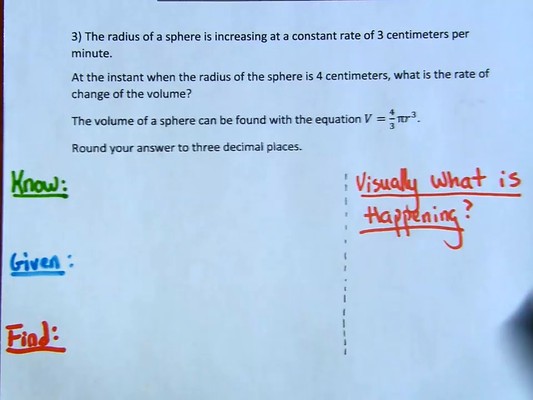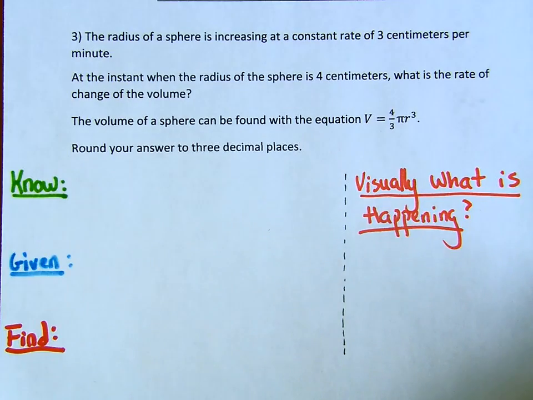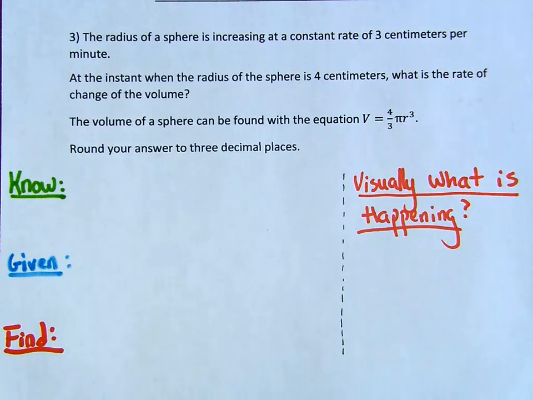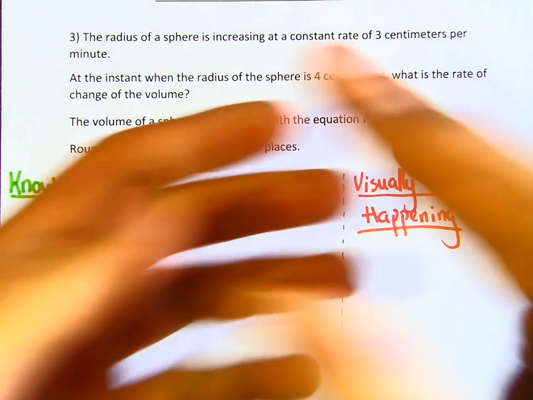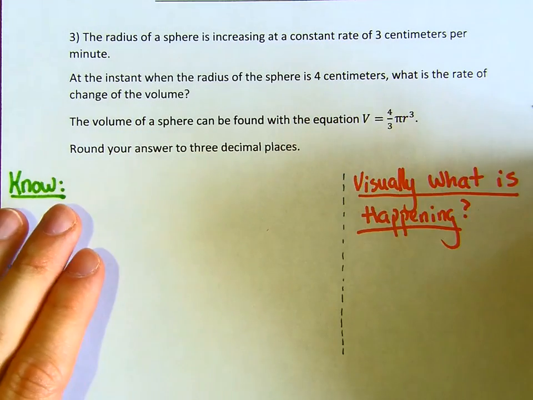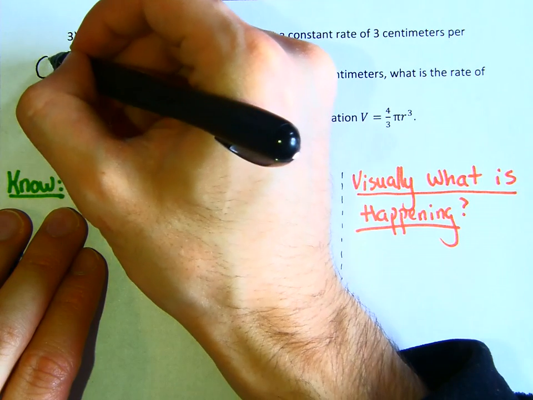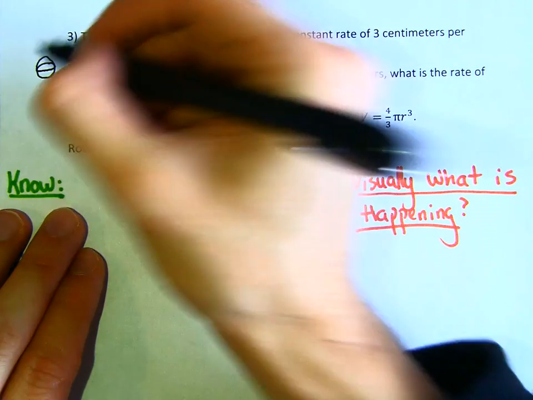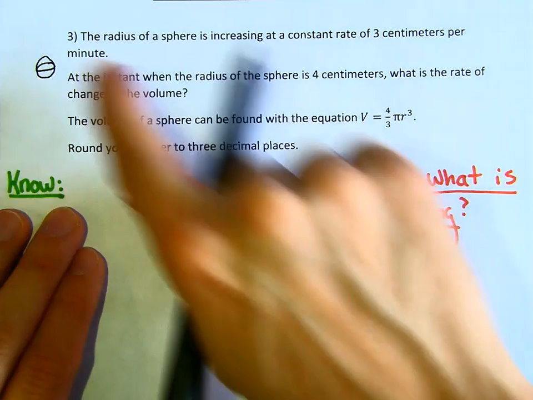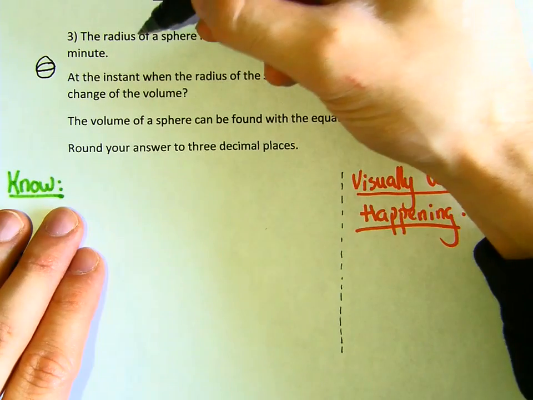Question number 3. The radius of a sphere. What do we mean by a sphere? You have to think of a ball, like a basketball or a volleyball. What does a sphere look like? This is my best. It's a three-dimensional shape, right? That is our sphere.